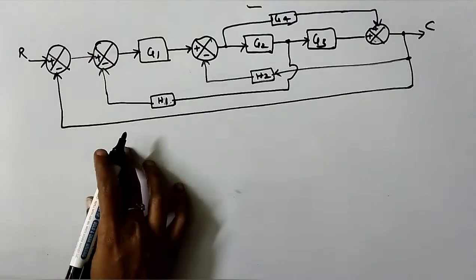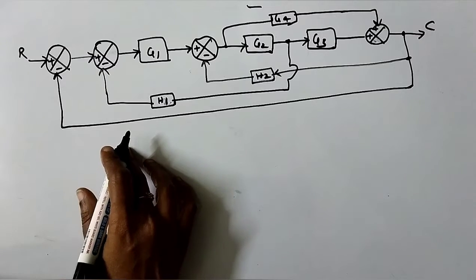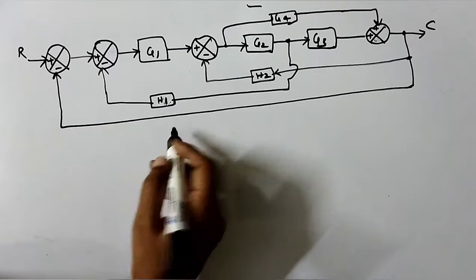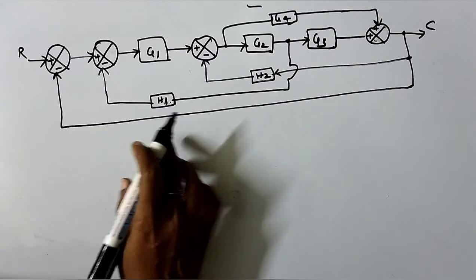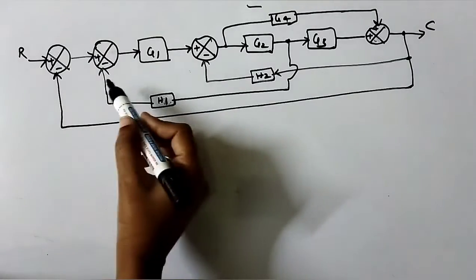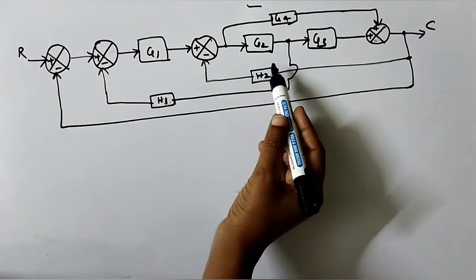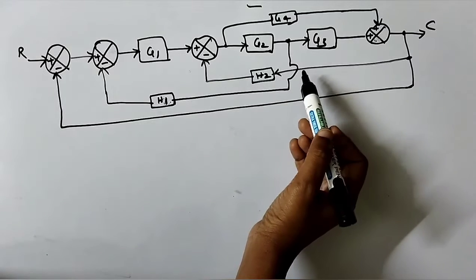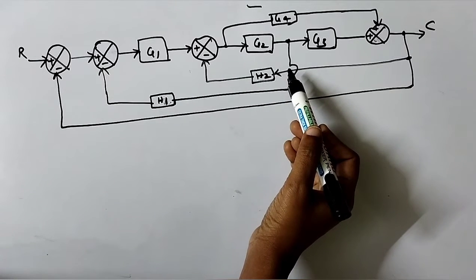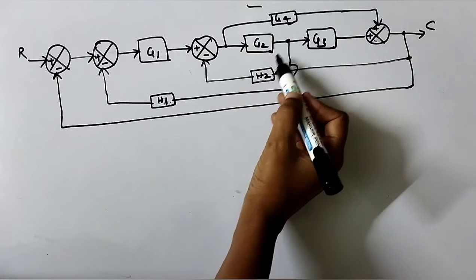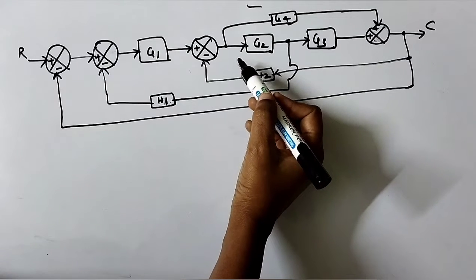Hello viewers, in the last session we saw how to solve a problem regarding block diagram reduction. Today we will solve one more problem. In this you can clearly see several blocks and summing points, and you have branch points as well. Let's see which is the flexible rule to start with.